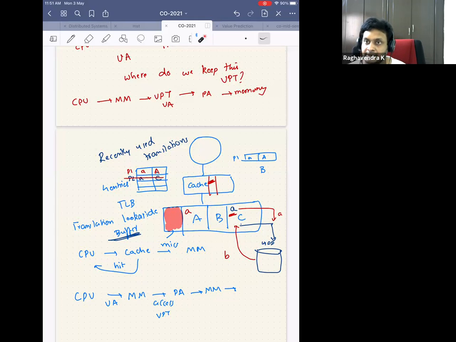There are different designs available for virtual page table. One of the important designs you'll learn in your operating system class is inverted page tables, which is a more efficient way of storing page tables. But there are drawbacks to that also.